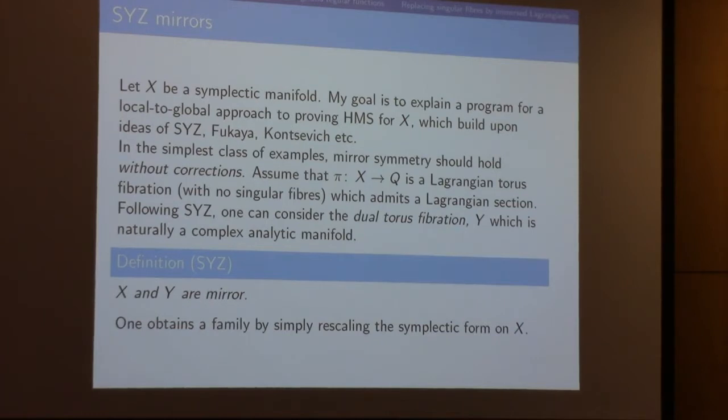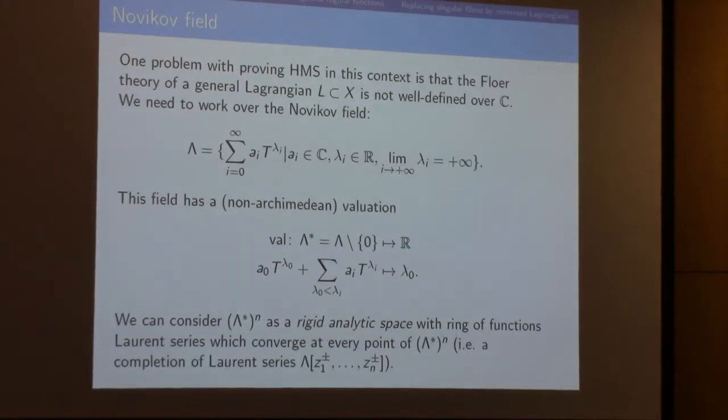If you're curious about families, in this case it's fairly easy. You rescale the symplectic form on X, and that gives you a family of complex structures on Y. And in this setting, we'd like to prove homological mirror symmetry. Really show that the Fukaya category of X is equivalent to the category of coherent sheaves on Y. And there's a small problem, which is that if you take an arbitrary Lagrangian in X, then its Floer theory is just not defined over the complex numbers.